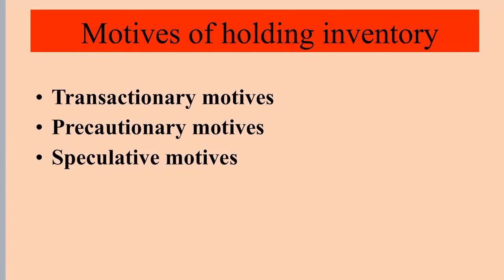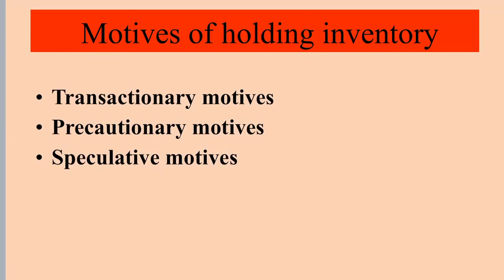The second motive is the precautionary motive. Not only for transactions, we may also need to store some inventory for precaution, to meet some contingent positions or some unexpected position in transportation or in the supply chain. So we may store some inventory of finished goods, raw material, and work in progress for precautionary purposes also.